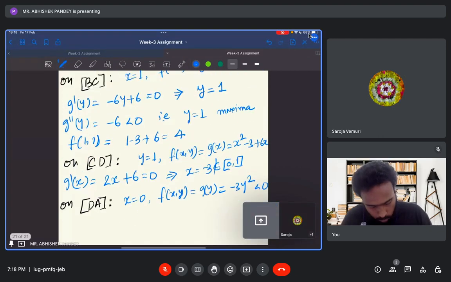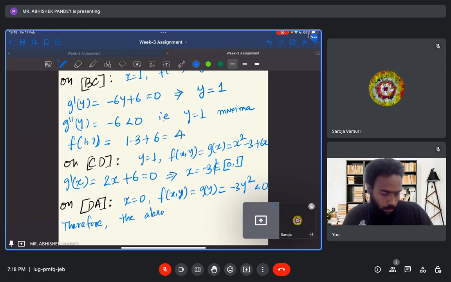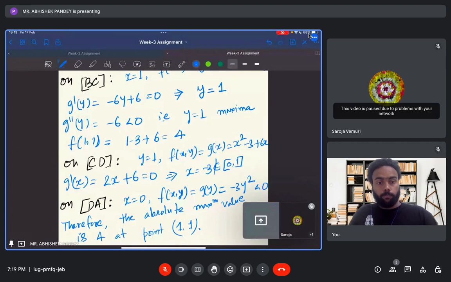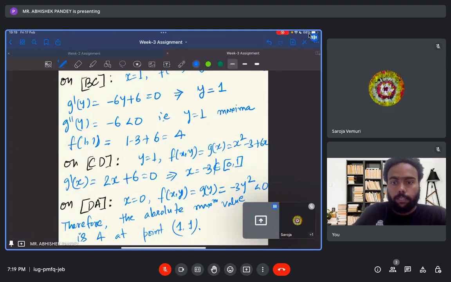Okay, so therefore the absolute maximum value is 4 at the point 1 comma 1. So I hope this is clear.